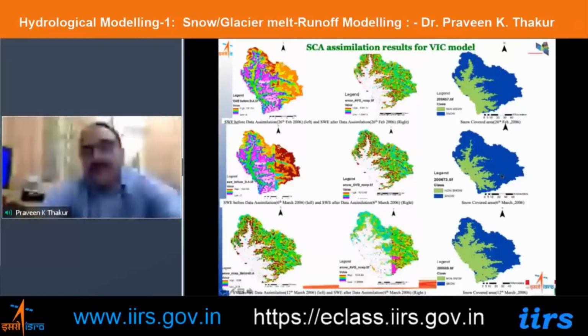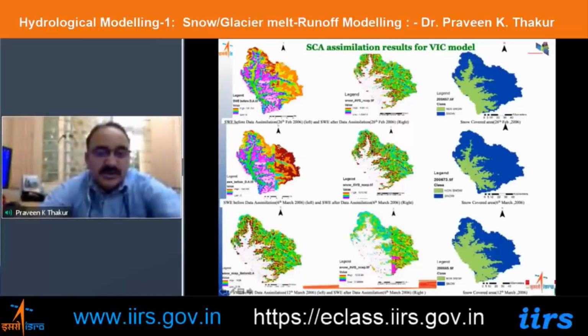And then after 1 week, I assimilate the remote sensing derived snow cover area and force these pixels to this particular area, so that the snow cannot be beyond this. With this, we can correct for the errors in the snowmelt runoff model as we progress in the future. So this is the example where we have run this particular model for the entire NWH.